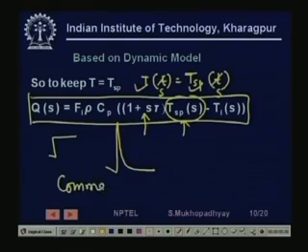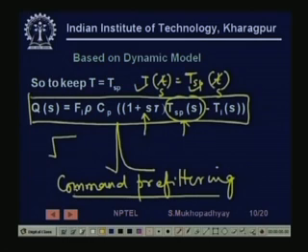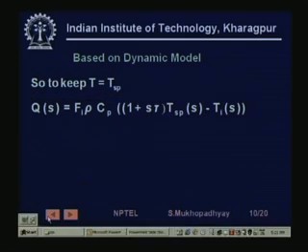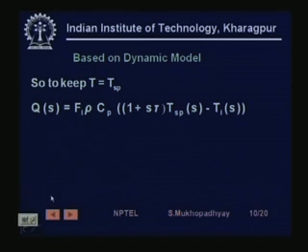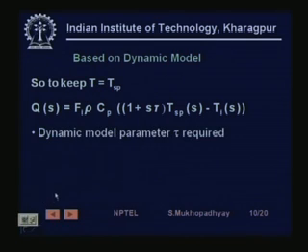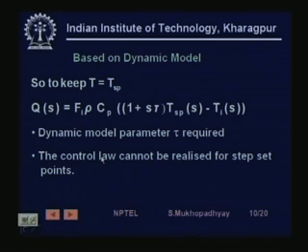In fact, that is why sometimes what you do is called command pre-filtering. That is, you put a pre-filter before applying the set point to the process. So this is another observation, that in designing this law you need the dynamic parameter tau, and this control law cannot be realized for step set points.